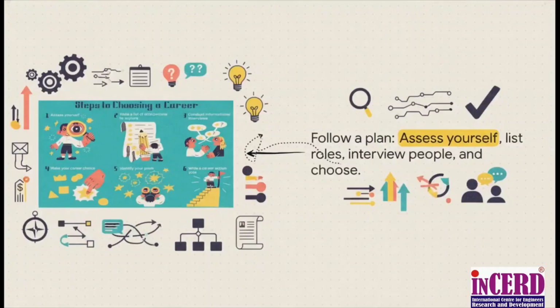And here's a super simple plan to get you started. First, just take a moment and assess your own interests and skills. What are you good at? What do you actually enjoy? Then, make a list of roles and industries that sound exciting. After that, go talk to people in those fields. Do a few informational interviews. From there, you can identify your goals, make a choice, and create a real action plan to get there.